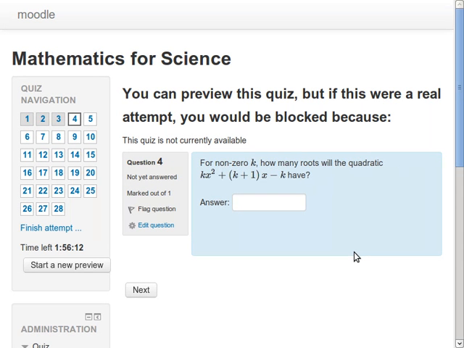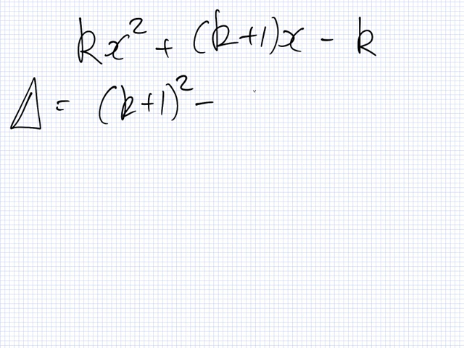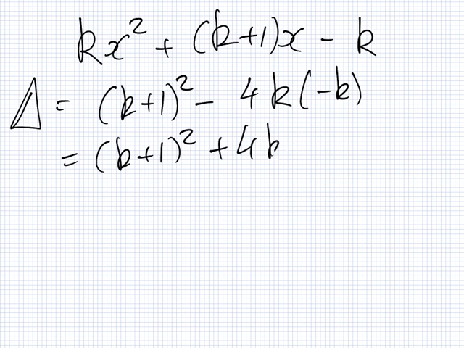What have we got? How many roots will this quadratic have? kx squared plus (k plus 1)x minus k. So, discriminant is b squared minus 4ac, which is (k plus 1) squared plus 4k squared. This is a positive number. This is a positive number. When you add them together, the result is positive.